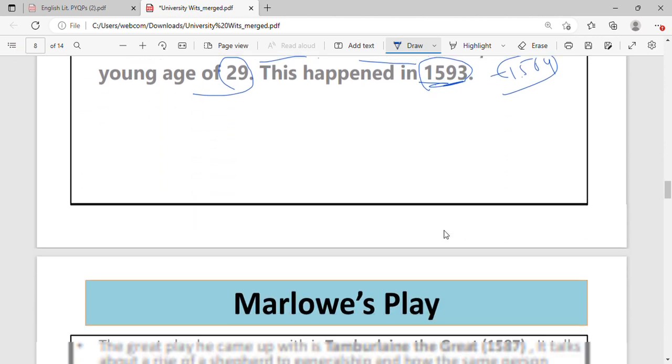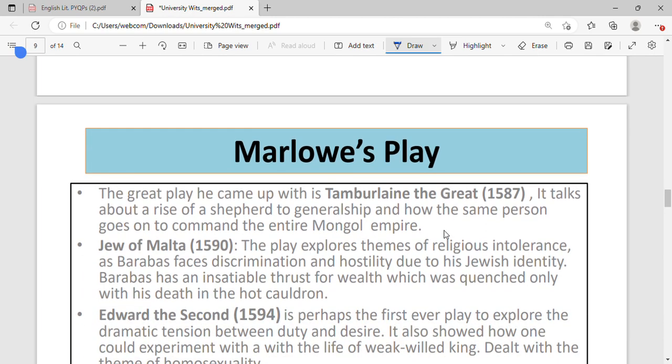Right. Now let's come, after knowing his very personal details. He was very flamboyant as well. He used to wear a lot of jewelry. He used to wear very rich clothing. So these are some of the very personal details about Marlowe. Then we come to his plays, right?